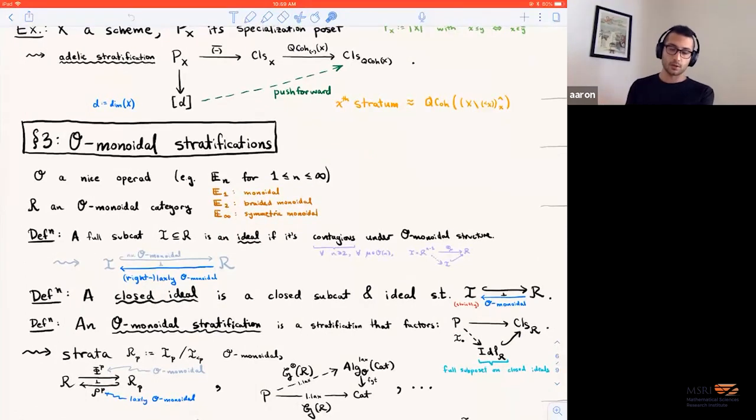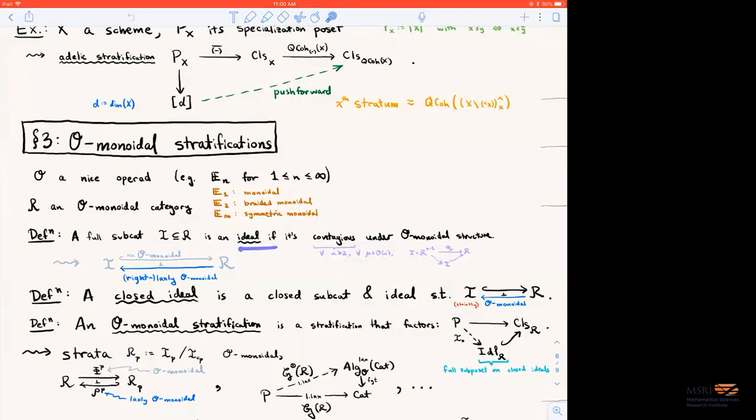So first of all, a subcategory is called an ideal if it's contiguous under the monoidal structure. That just means if you're symmetric monoidal, say you tensor two things together and one of them was in the ideal, then the output is in the ideal. For a general operad, you have to be a bit more careful and talk about n-ary operations. If your operad is quadratic, meaning generated by two-ary operations, then you just have to check things at level two. But it's no more difficult to discuss the general case. So that's an ideal.